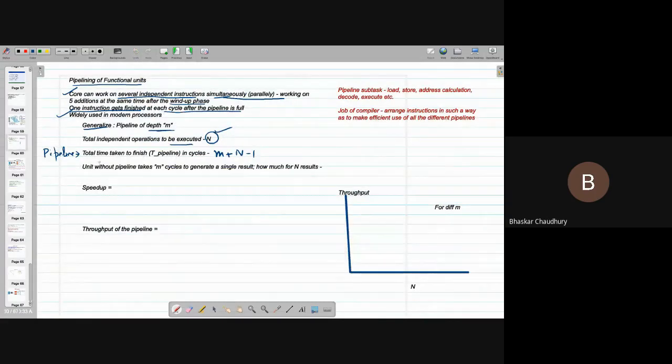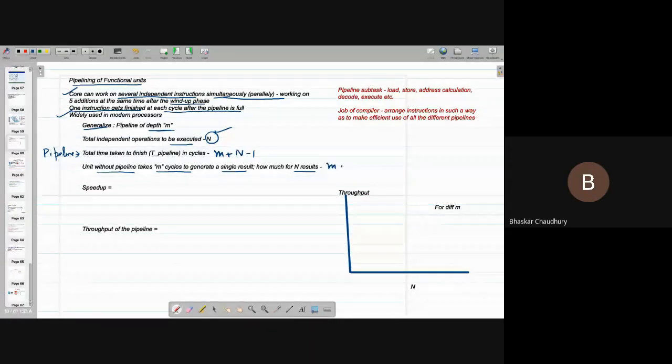Now suppose you have a unit which does not have a pipeline, and it takes m cycles to generate a single result. So how much will it take for n results? N into m. Perfect. So it will take m into n.